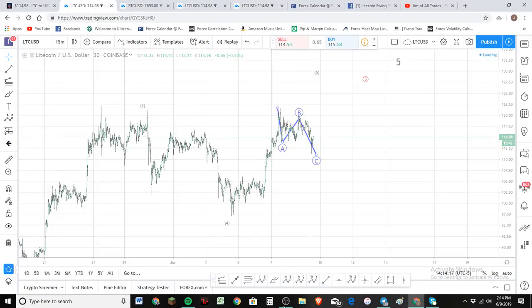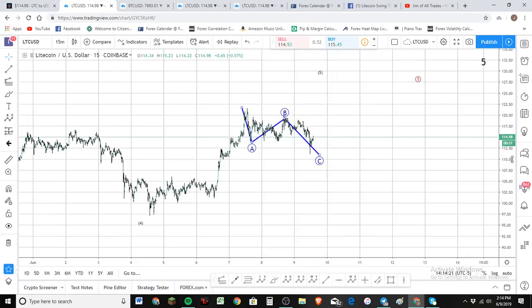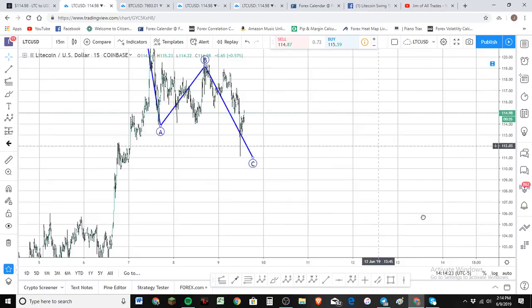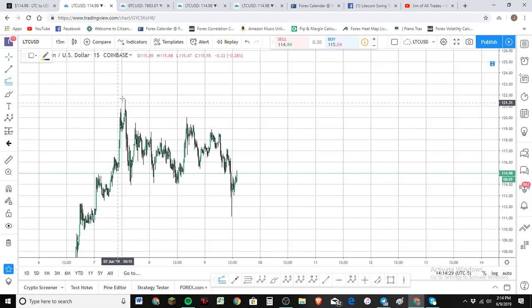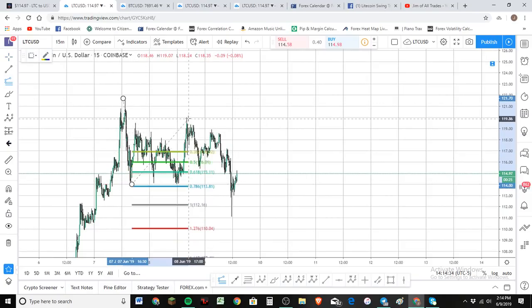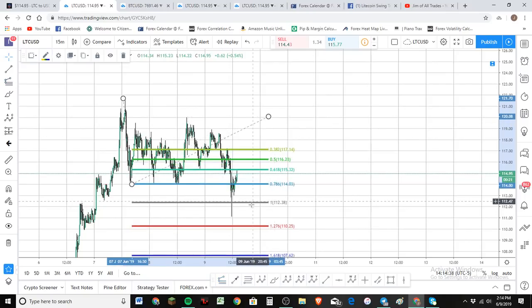Just had this weird feeling I wasn't recording, so let's just see if the fibs support that as well. They do, by the way. I'm showing you A. This is B there, and the extension came down to the 1.